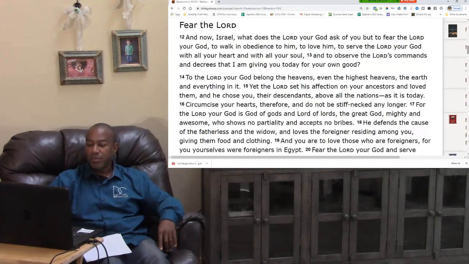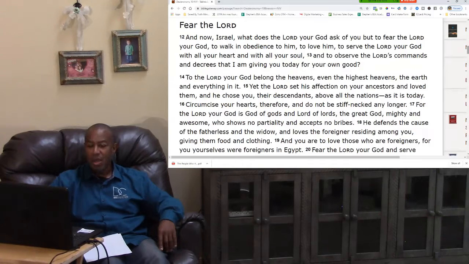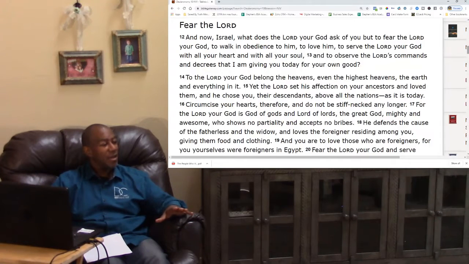And now, Israel, what does the Lord your God ask of you but to fear the Lord your God, to walk in obedience to him, to love him, and to serve the Lord your God with all your heart and with all your soul, and to observe the Lord's commandments and decrees that I am giving you today. Why? For your own good.